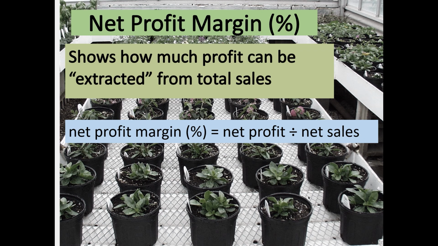So now we move to this next concept of net profit margin. This is a percentage. This is going to show us how much profit can be extracted from our total sales. This is just a percent number that we're going to use as a target, and it helps us to analyze how we're doing. If we're selling a whole bunch of crop for a whole bunch of money, but it's costing us more to grow than we're actually making, then of course we know we're losing money and we have a negative margin.